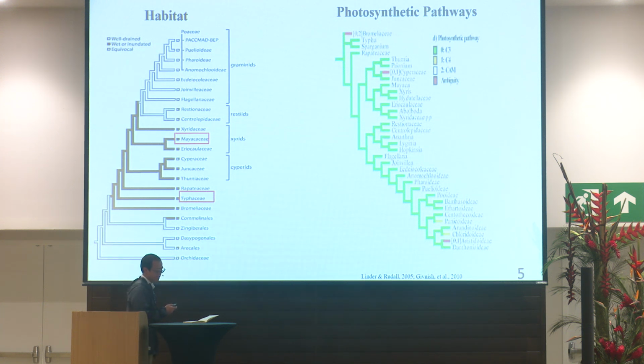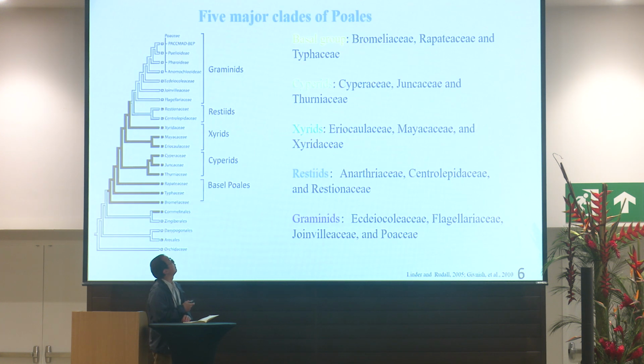It is supposed that the ancestor of Poales may have originated in wet habitats, and today there are still many species in more than 10 families living in this habitat. They also contain all three kinds of photosynthetic pathways, namely the C3, C4, and CAM pathways. Based on previous phylogenetic studies, there are 5 major clades in this order, such as the basal, the xyrids, and the graminids.